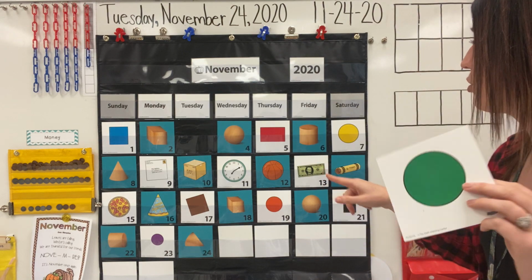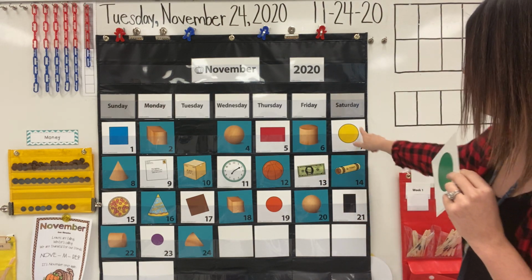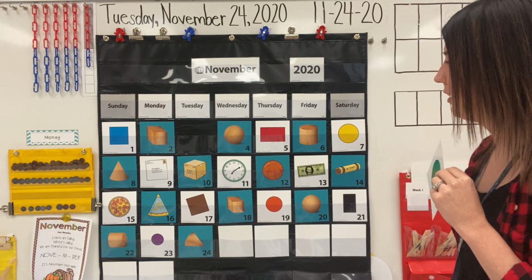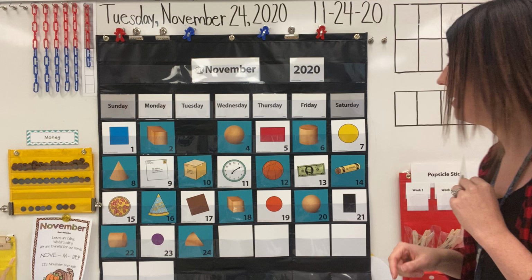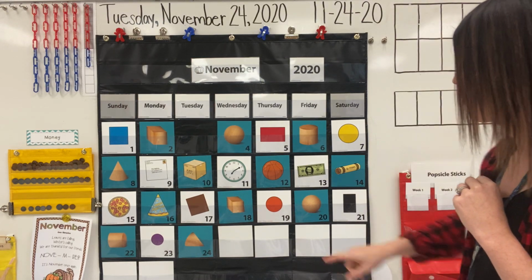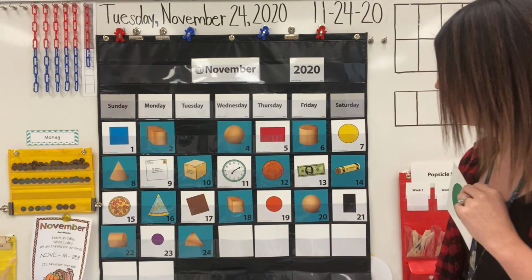Do you see any other circles up there? Yeah, there was one here. Do you see any more? Yes, the clock was a circle. Do you see any other circles? Oh, there's an orange one. Any other circles?